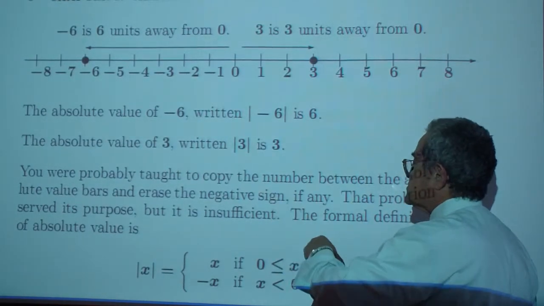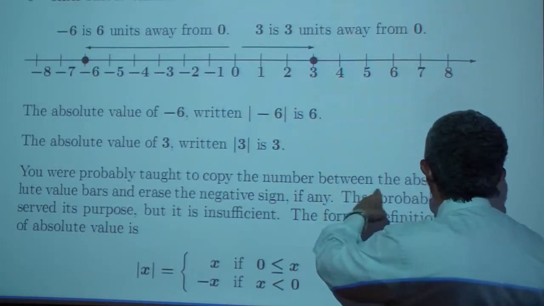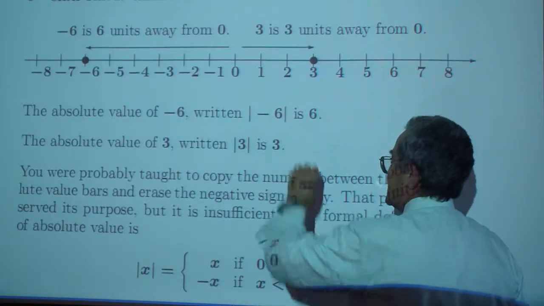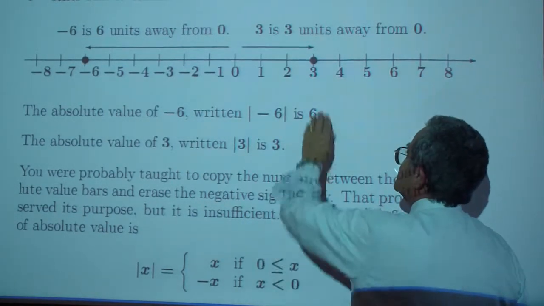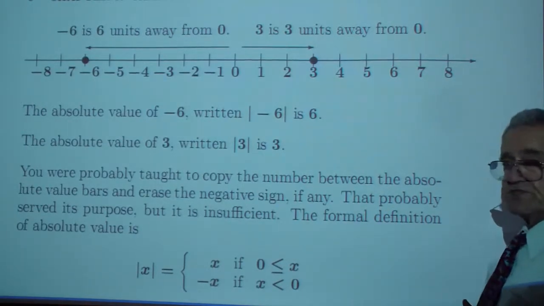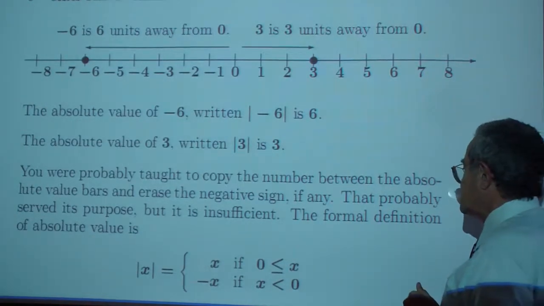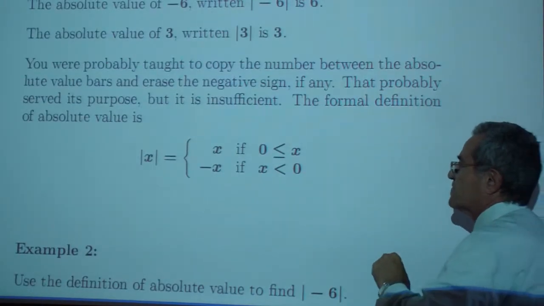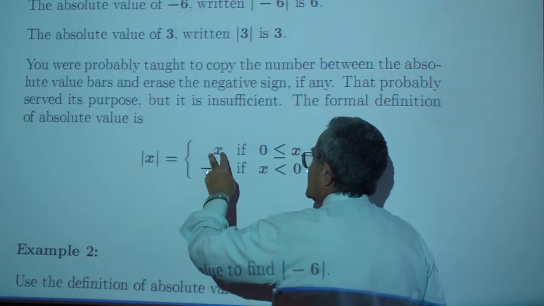You were probably taught to copy the number between the absolute value bars, like here, copy -6, and erase the negative sign, if any. That probably served its purpose, but it is insufficient. The formal definition of absolute value is the following. The absolute value of x is x itself.